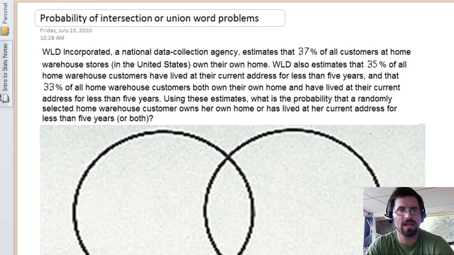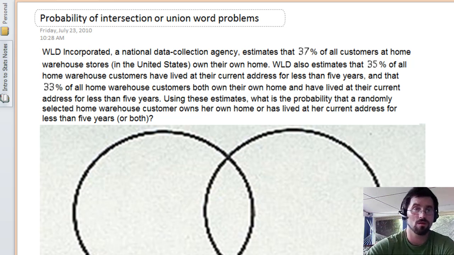WLD Incorporated, a national data collection agency, estimates that 37% of all customers at home warehouse stores in the U.S. own their own home. WLD also estimates that 35% of all home warehouse customers have lived at their current address for less than 5 years, and that 33% of all home warehouse customers both own their own home and have lived at their current address for less than 5 years. Using these estimates, what is the probability that a randomly selected home warehouse customer owns her own home and has lived at her current address for less than 5 years, or both?